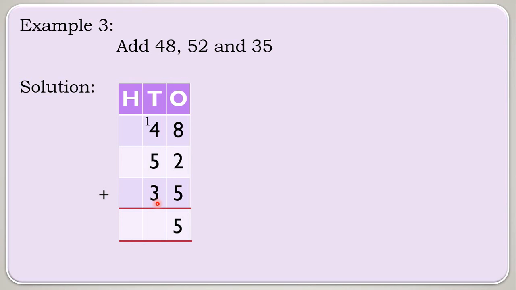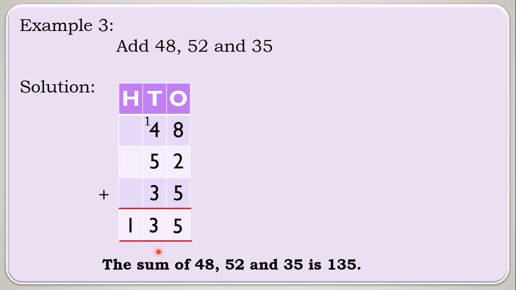So again, while writing 13, we will write 3 here, and we will carry 1 to the next place, that is to the hundreds place. And since there are no digits here in hundreds place, we will just write down 1 in hundreds place as answer. That is 135. The sum of 48, 52 and 35 is 135. So this is how you can add 3 two-digit numbers with regrouping.